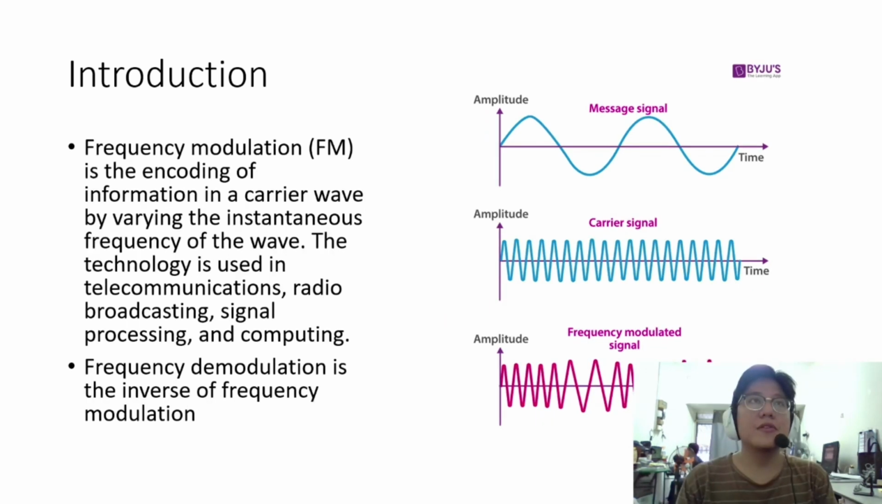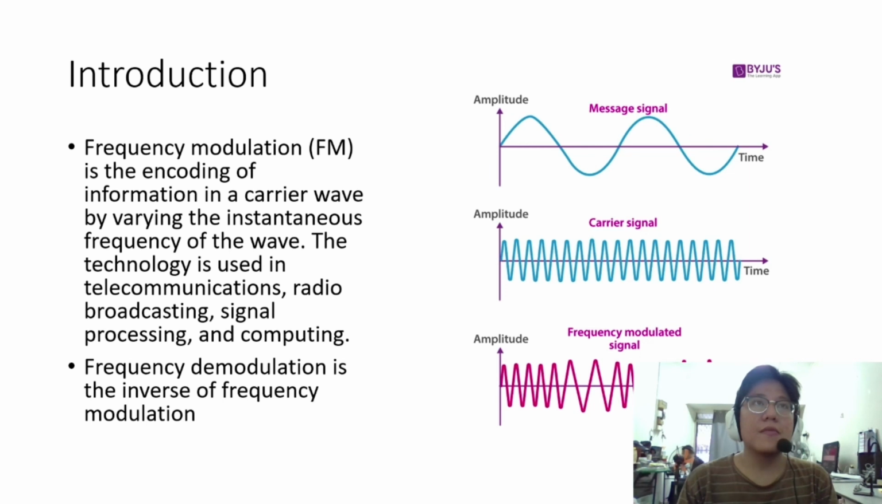So in our project, we need to create an FM radio, which is a device that can transmit the signal and then produce the sound through the speaker, through the process of frequency modulation and frequency demodulation.